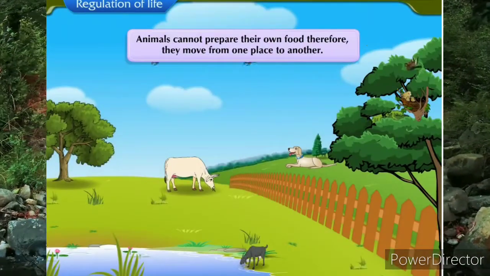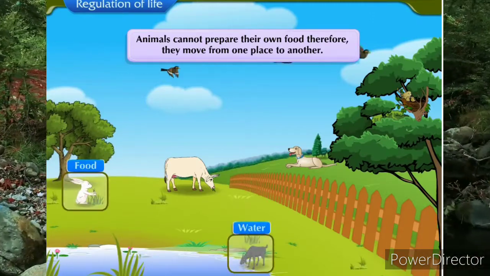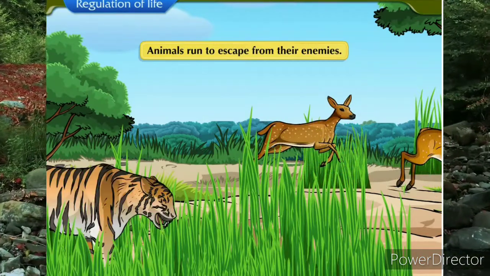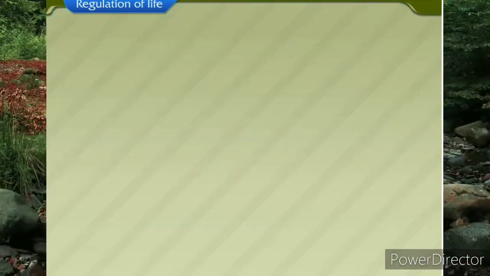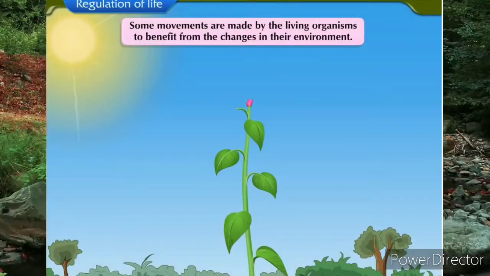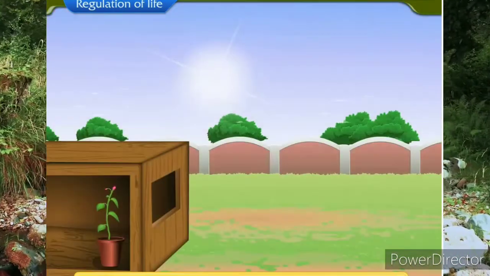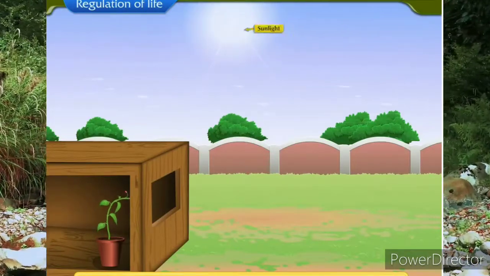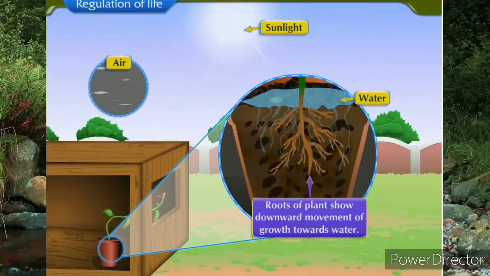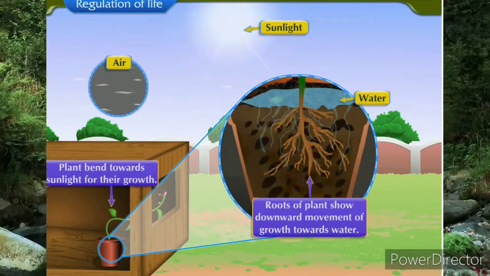As animals cannot prepare their own food, they move from one place to another in search of food, water, and shelter. They run to escape from their enemies. Some movements are made by the living organisms to benefit from the changes in their environment. Plants tend to show movement in response to sunlight, air, and water. Roots of plant show downward movement of growth towards water. Plants bend towards sunlight for their growth.